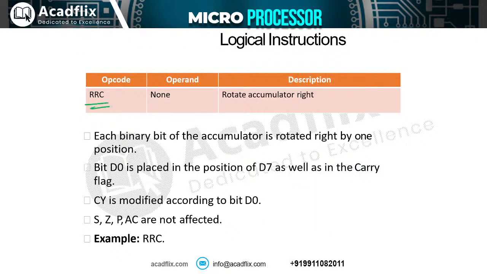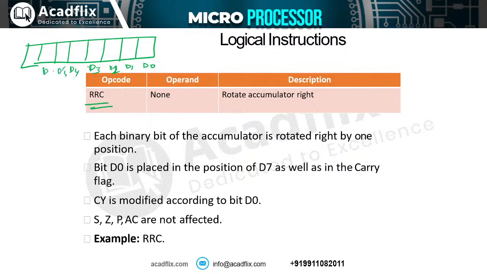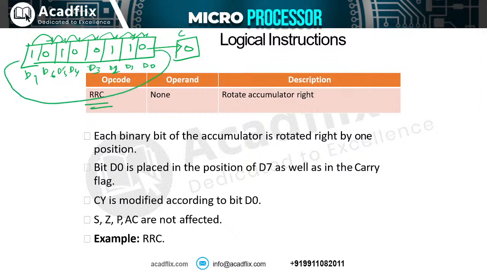Then we have rotate with carry right. Rotate with carry right means that we have 8 bits like this: D0, D1, D2, D3, D4, D5, D6 and D7. We have a carry flag on the right, with some value here. Rotate with carry right means that all the bits will be shifted right by one position. This bit will go to the carry flag and this bit will also go to bit D7. This is rotate with carry right.